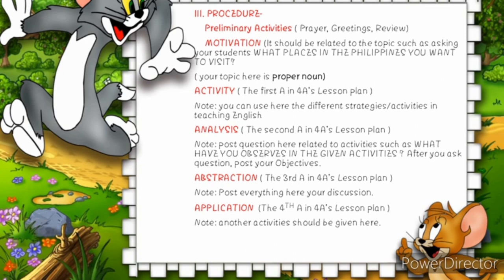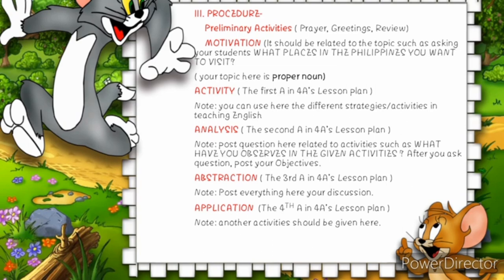So you gradually introduce the topic to them. Even if you didn't mention it, they will realize the topic of the class is proper noun, right? Okay, you can also have a follow-up question about why you want to visit these places. Right? It's a very simple question, yet it's very engaging for the learners.